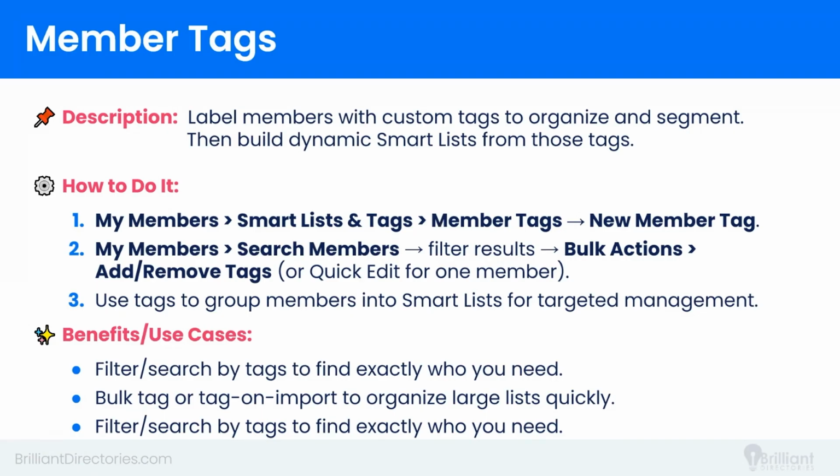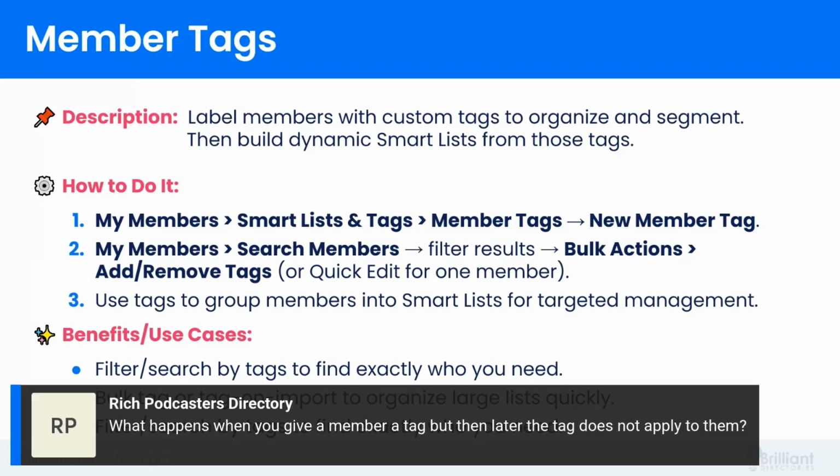Yeah, I think you hit the nail on the head when you said that member tags are a static way to categorize or label members. That actually addresses a question Rich had: what happens when you give a member a tag, but then later the tag does not apply to them? Tags are static. You would manually tag or label a member with a member tag. So if that tag no longer applies, you would manually remove it.